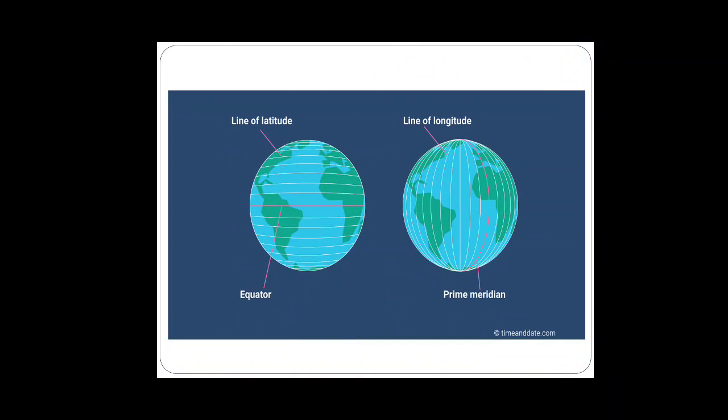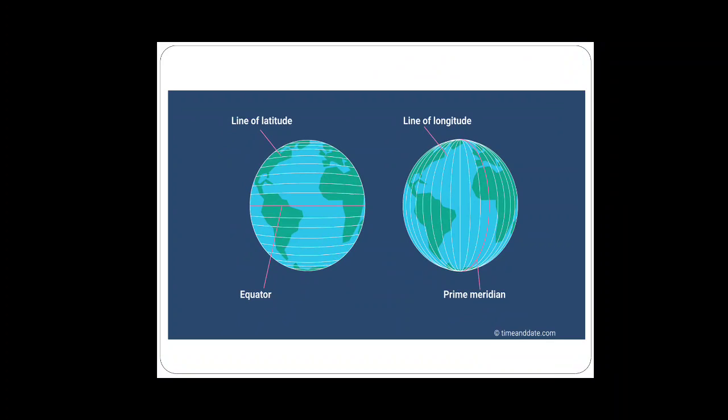The next topic is latitude and longitude. Latitudes are imaginary horizontal lines drawn around the globe which are always parallel to the equator. Each line of latitude is actually a circle. These are measured in degrees. Equator is a latitude which is at 0 degrees. It is the greatest circle around the earth.